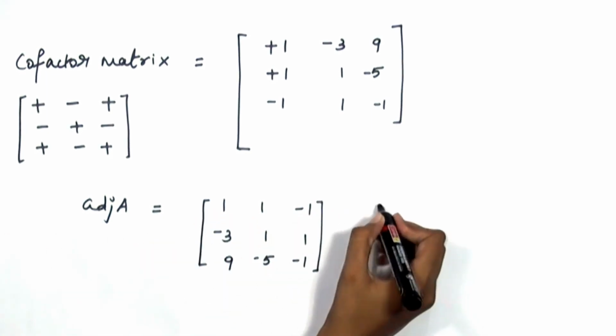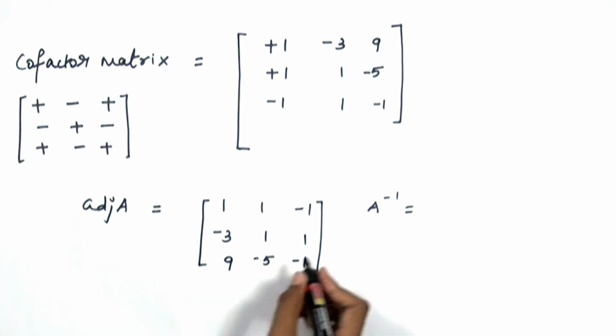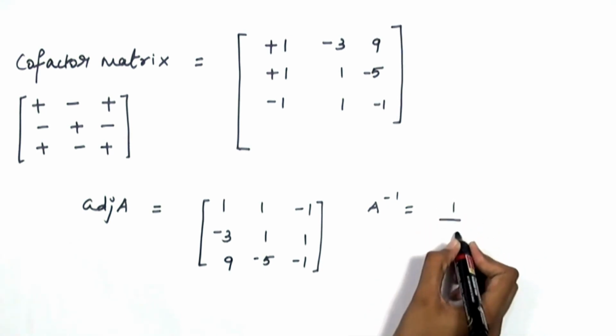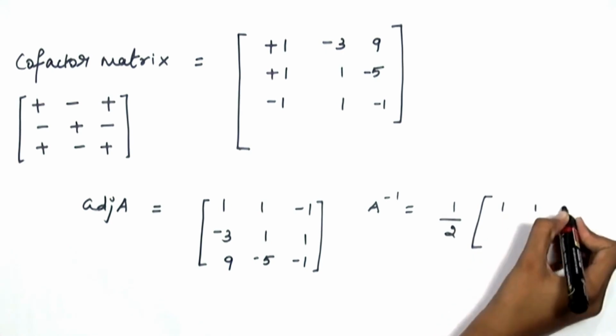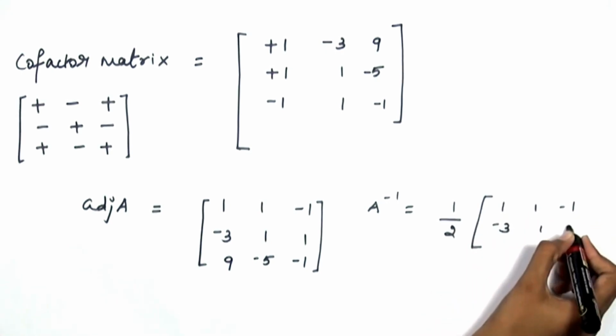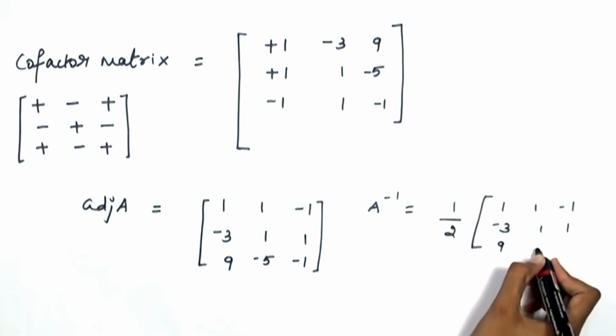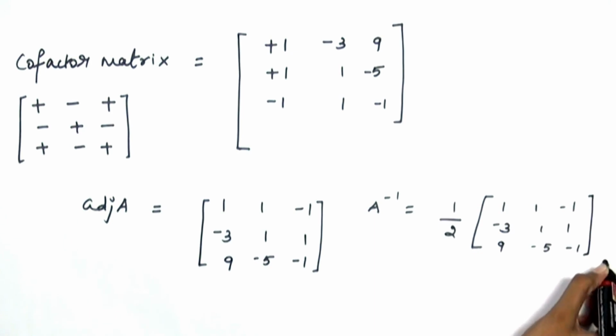So in order to find A inverse, we will be substituting the values of A determinant and adjoint A. A determinant is 2, therefore 1 by 2 into adjoint A, which is 1, 1, minus 1, minus 3, 1, 1, 9, minus 5, minus 1, which is the final answer.